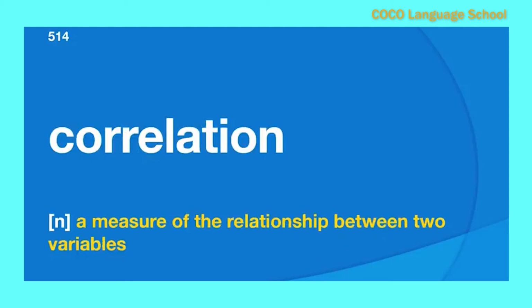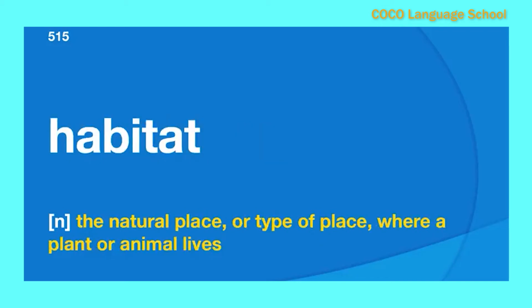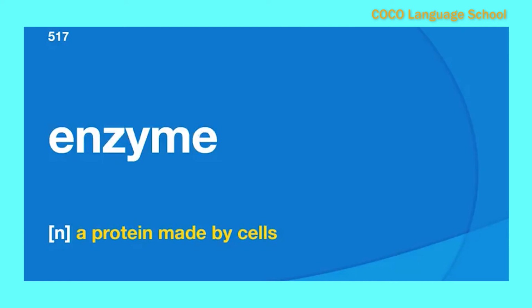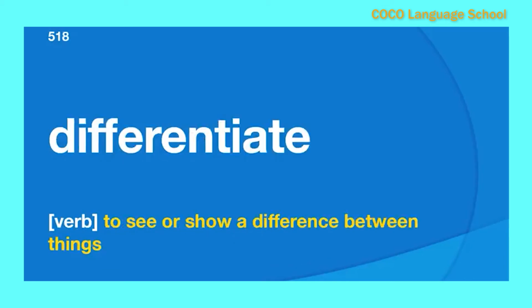A measure of the relationship between two variables. Correlation. The natural place, or type of place, where a plant or animal lives. Habitat. To be given or to earn something through efforts. Obtain. A protein made by cells. Enzyme. To see or show a difference between things. Differentiate.